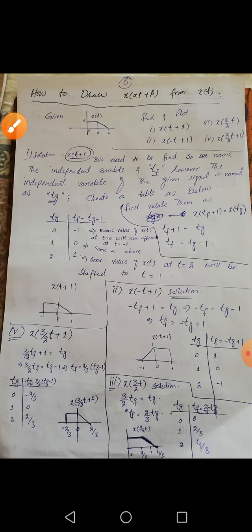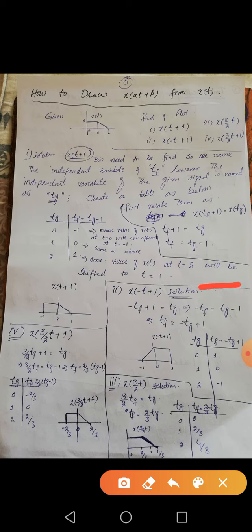The solution for example 2, x of minus t plus 1. In this case, again, you need to relate the independent variable of the finding signal and the given signal. So the finding signal independent variable is represented as tf, and the given signal independent variable is represented as tg. So these are related as minus tf plus 1 is equal to tg, implies that minus tf is equal to tg minus 1, and implies that tf is equal to minus tg plus 1.